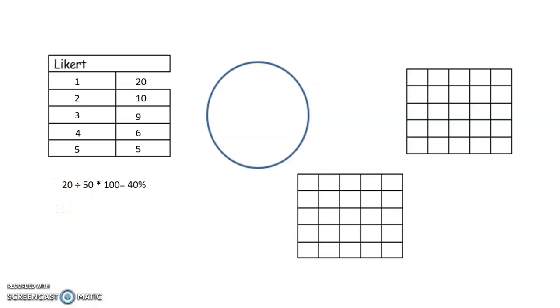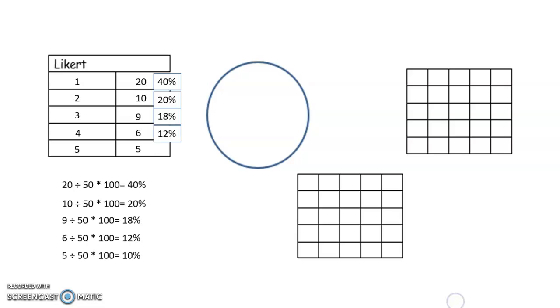Then I'm going to take my number of students that answered the question, 20, divided by the total number of students, in my case 50, and then times 100 to get the percent. And simply record the percent beside the information on your chart. I'm going to repeat the same process with all of the rest of my data points. So 10 divided by 50 times 100, 9 divided by 50 times 100, and 6 divided by 50 times 100.